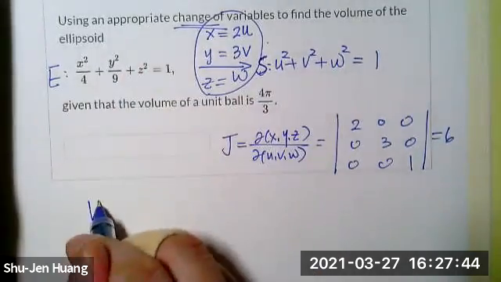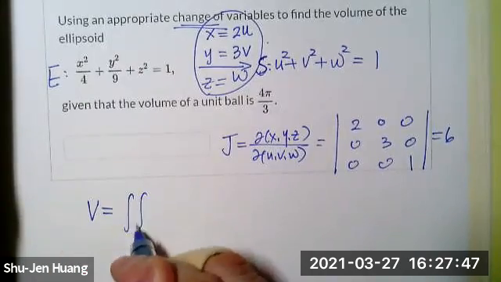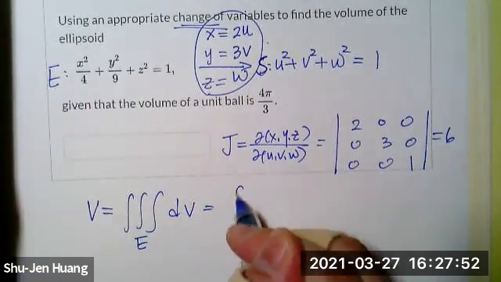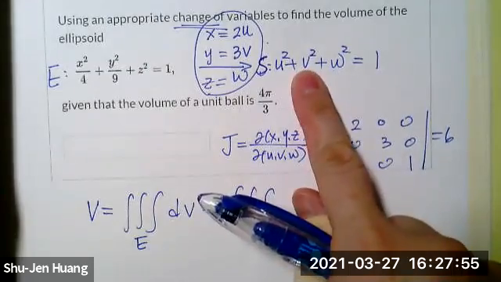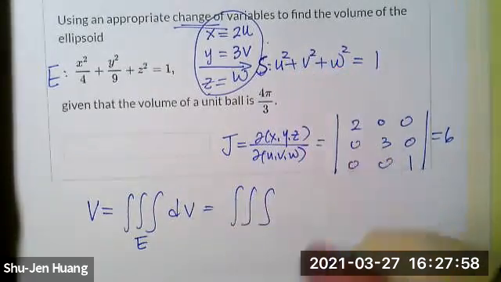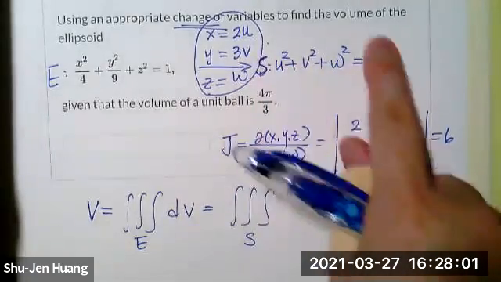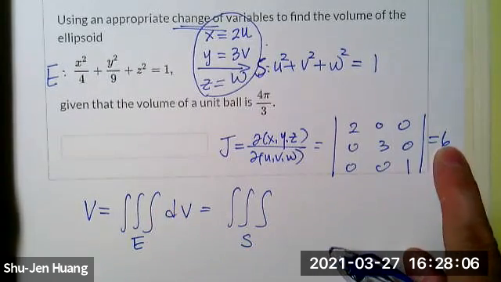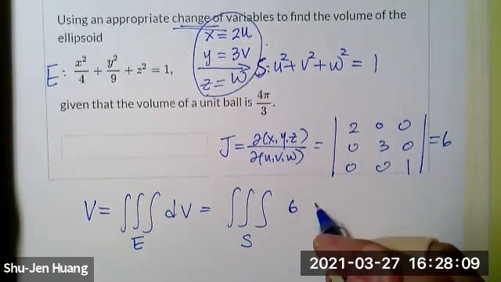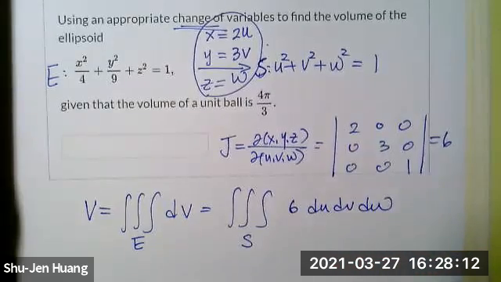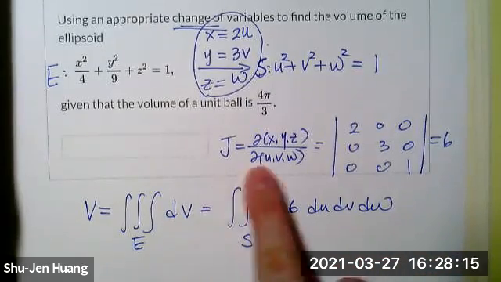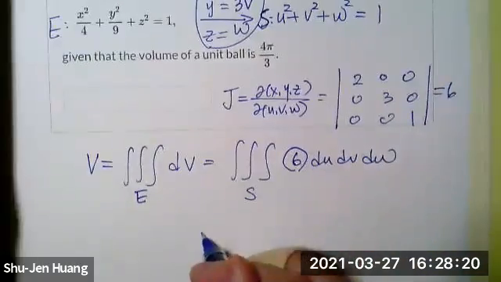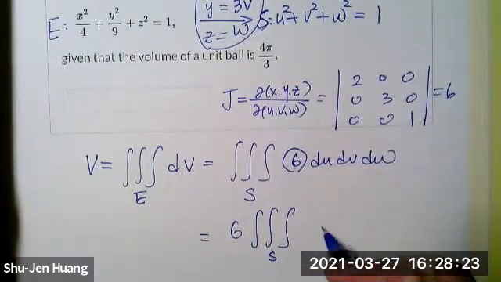To find the volume, we have the triple integral over the region E of 1 dV. And now we convert using the change of variable to the uvw space, okay? So it's over the unit sphere, the region enclosed by the unit sphere. We need to multiply by the absolute value of the Jacobian, which is 6. And now we have du dv dw here, okay? So this is how we do the change of variable. And now you can take the constant 6 outside the integral.